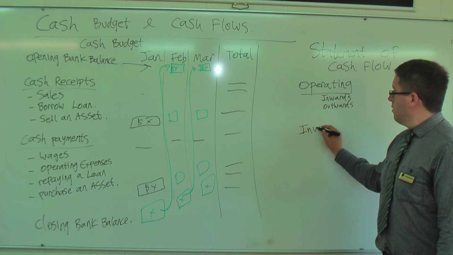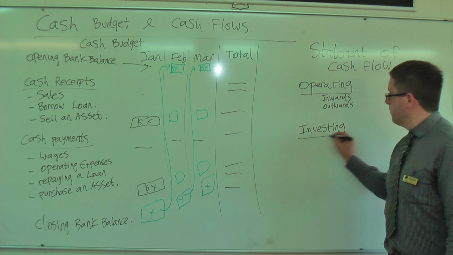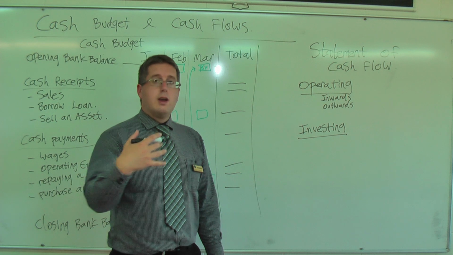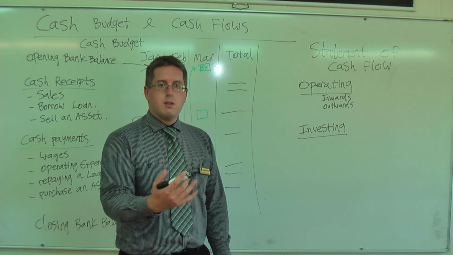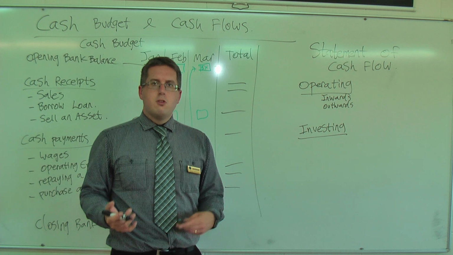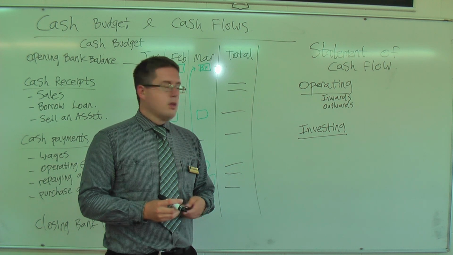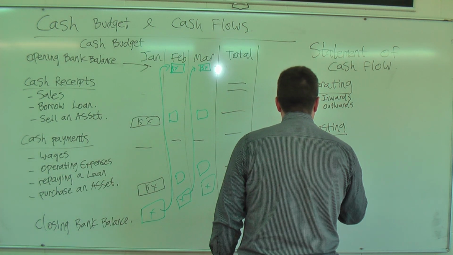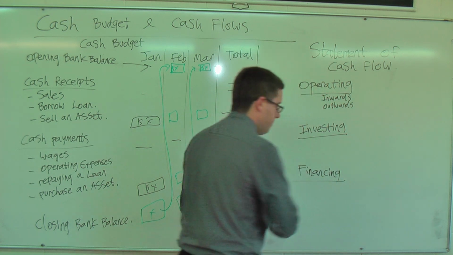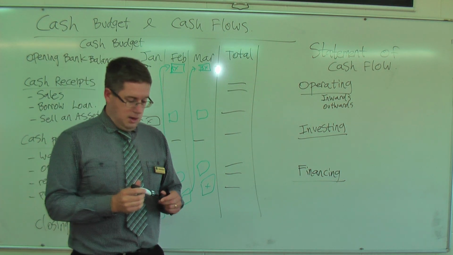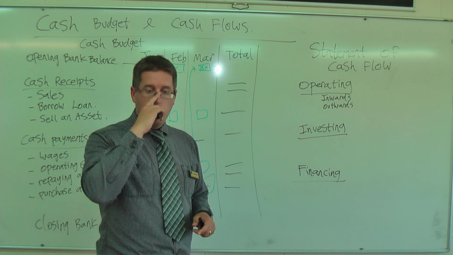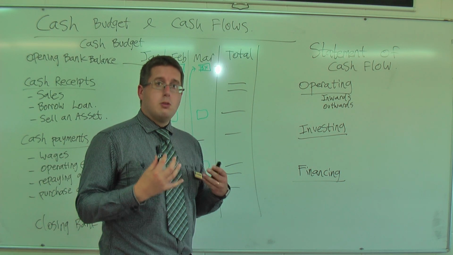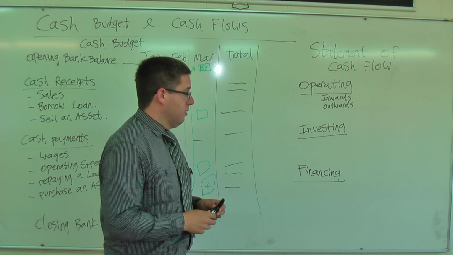Second good category is called investing. Investing relates to non-current assets. Think about, I invest in this investment or invest in these shares. It's the purchase and sale of non-current assets. So that's your investing category. The final category is financing. Financing is borrowing money. Either you borrow money from the bank or you borrow money from the owners as owners' equity. Either way, it's borrowing money, it's financing the business somehow.